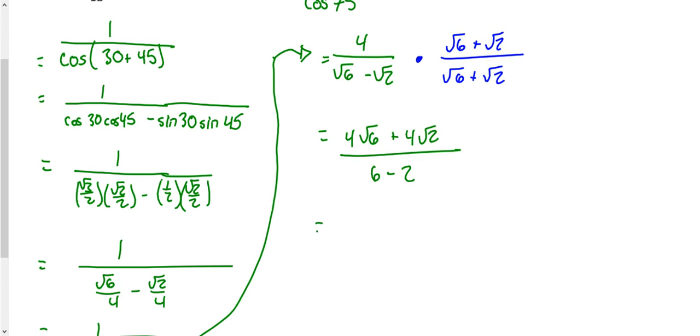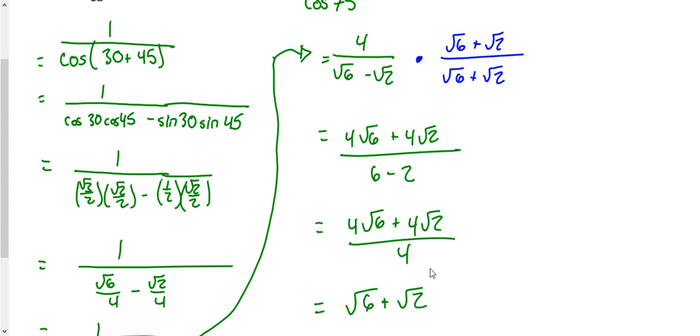From here, let's clean that up. So I got 4 root 6 plus 4 root 2, all divided by 4. And again, you could just factor all the 4's out, or divide them all out. So you're left with just root 6 plus root 2. Leaving it in exact values there, we should be good. That should be our solution right here.